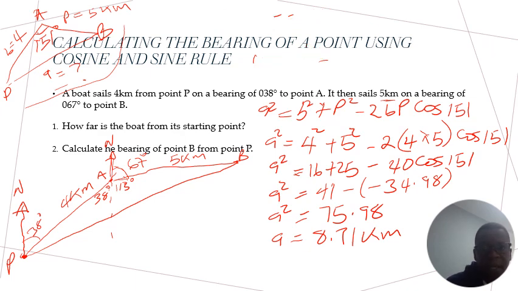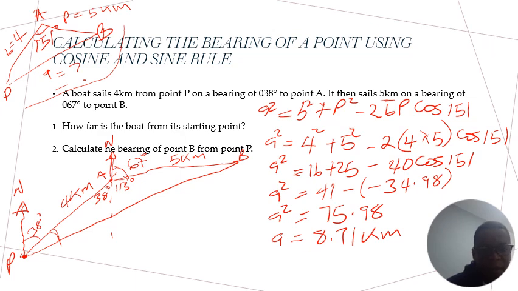Now let's look at the second part of the question. They're saying calculate the bearing of point B from P. So the bearing is to calculate the angle from the north. In this case, we just have to find that angle.